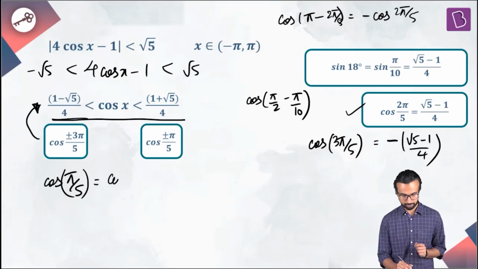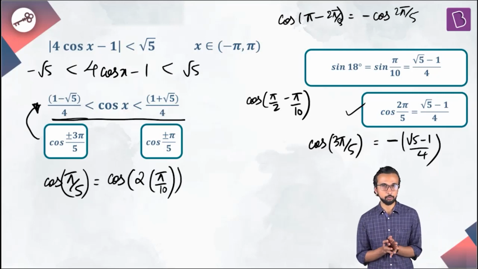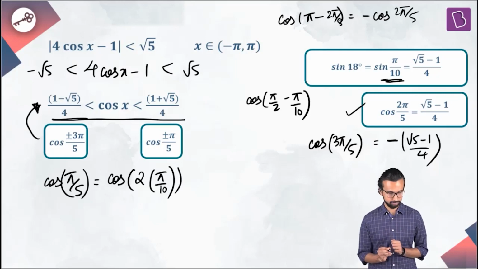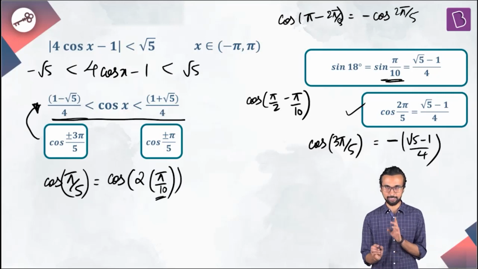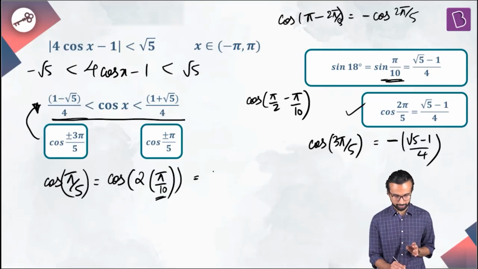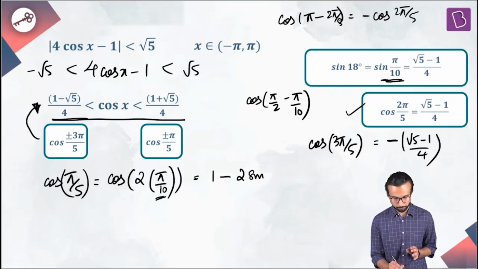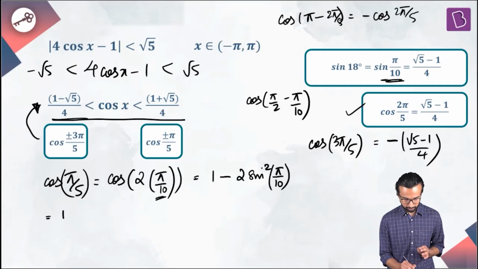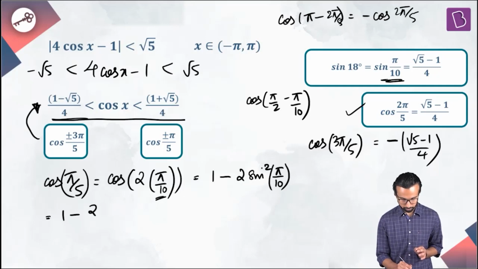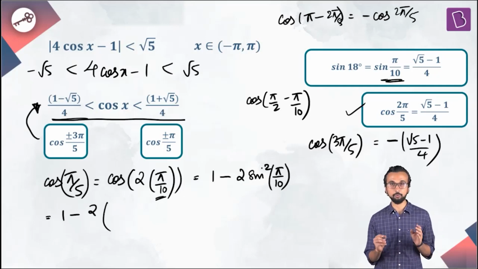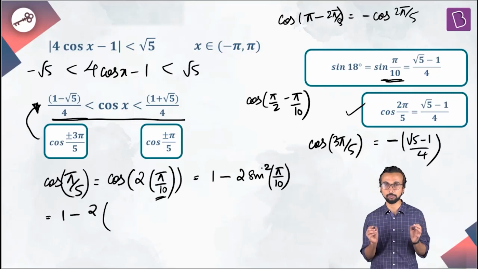That's nothing but cos of 2 into π/10. Okay, cos of 2θ. Can I write cos 2θ in terms of sin θ? Because I see this π/10 here. That's the idea. So I can write cos 2θ as 1 minus 2 sin squared θ. In this case, it's π/10. So this becomes 1 minus 2 into sin squared π/10, which is (root 5 minus 1)/4 the whole squared.